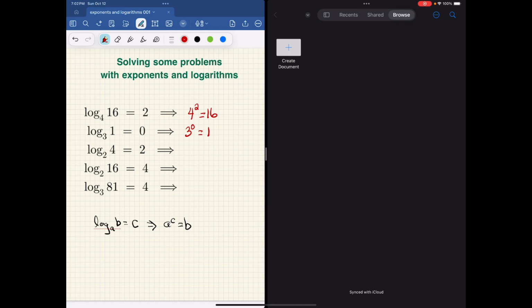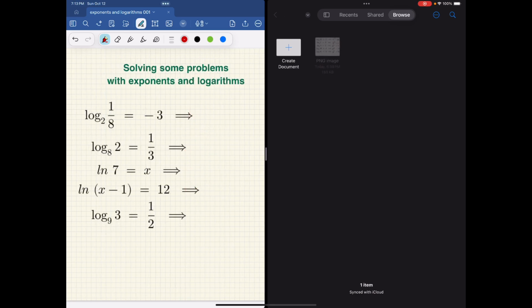Log base 2 of 4 equals 2. That means 2 to the second power, or squared, equals 4. Log base 2 of 16 equals 4. That means 2 to the 4 equals 16. Log base 3 of 81 equals 4. That means that 3 to the 4th power equals 81.